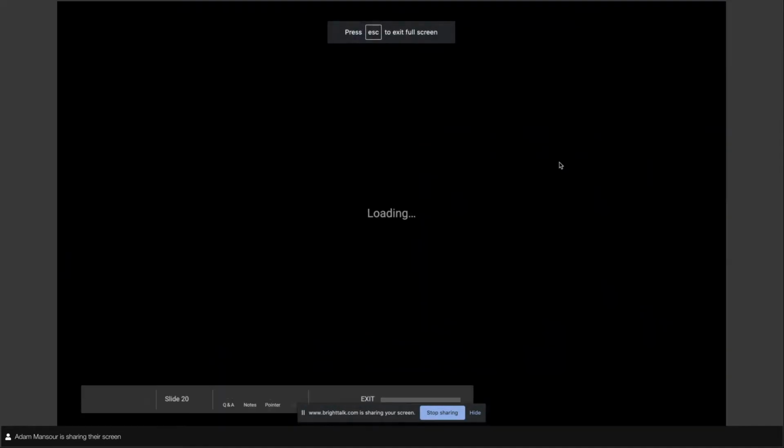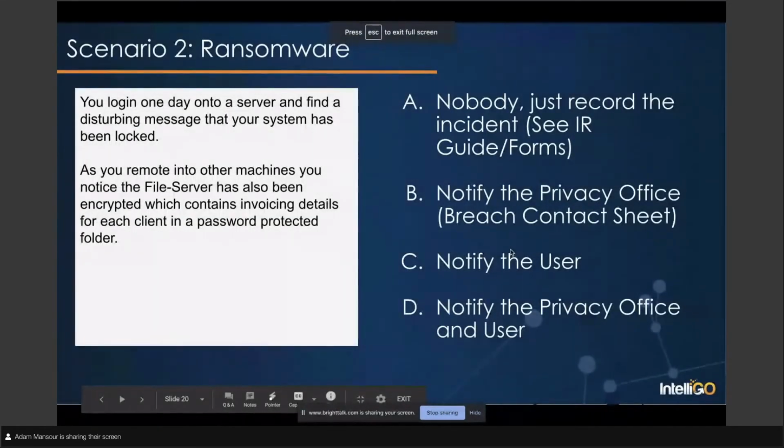But let's talk about our next one. Ransomware. This is a very good opportunity for people to understand what unauthorized access really is. Let's say you come into your server room one day, you fire up a KVM and you see an encryption message saying, you owe me Bitcoin to get your server back.